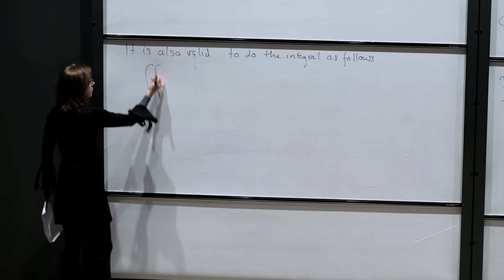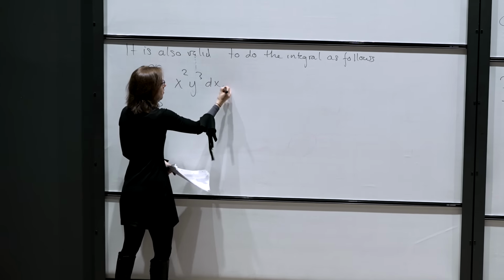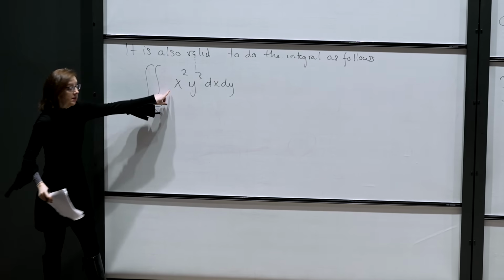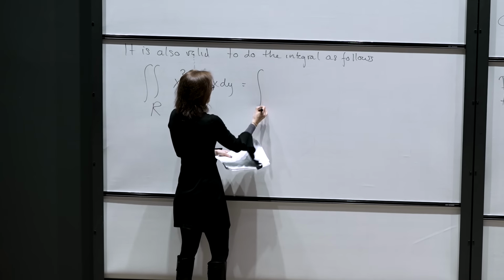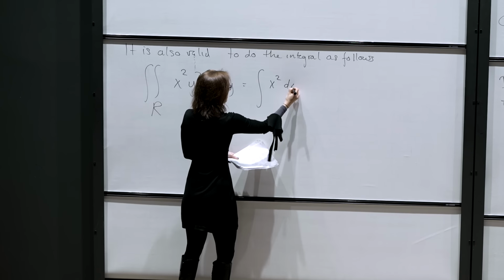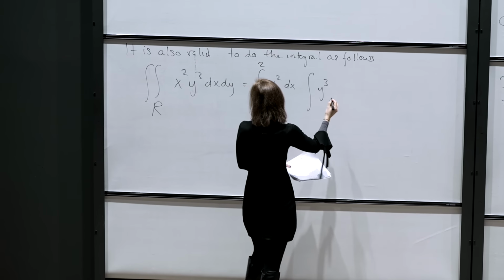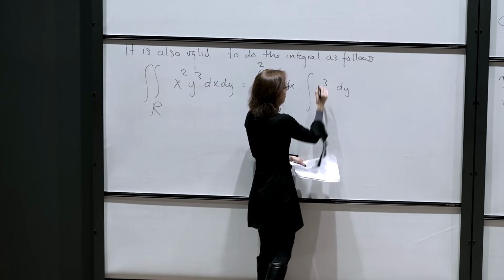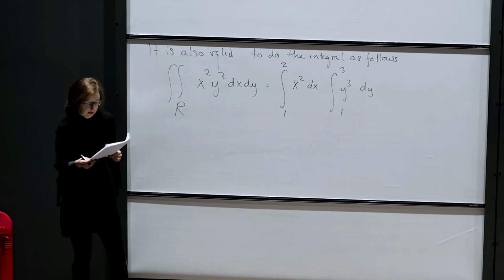And then we have the integral over R of the integrand x squared y cubed dx dy. And we can actually split the integrals up, and we could do the x squared dx between 1 and 2 times the y cubed dy between 1 and 3. And if I do that, of course, we'll get the same answer.